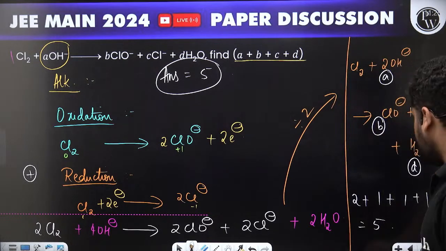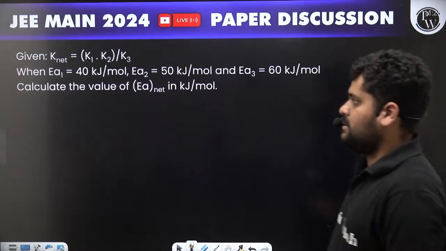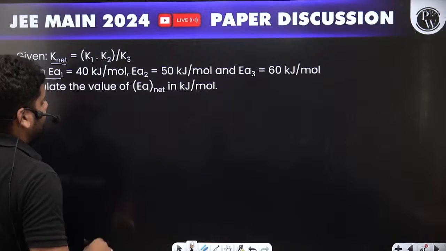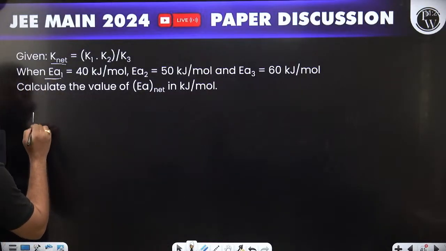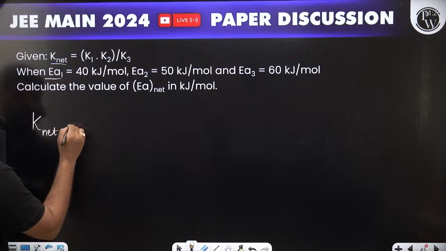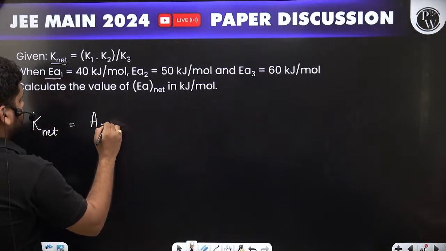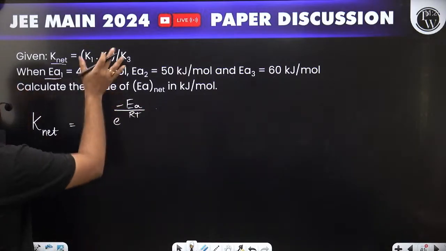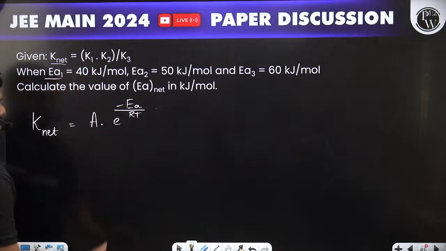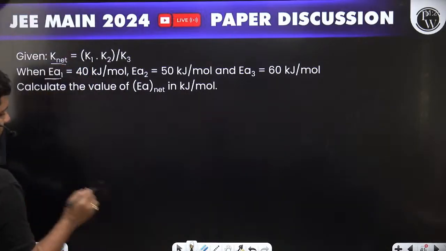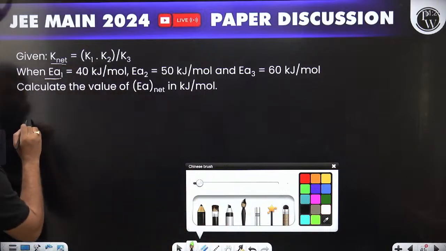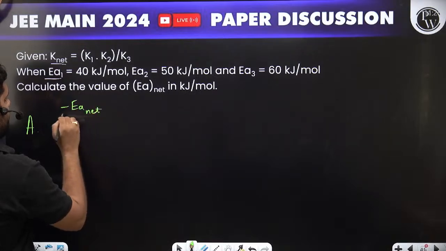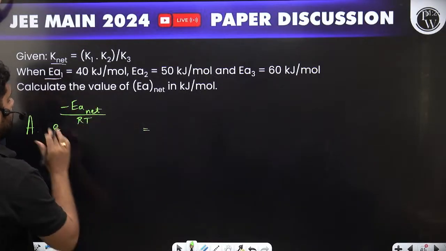Now, moving on to the next one after this. See, K net. This is from activation energy K net, which means it is from chemical kinetics chapter. So how would you write the formula for K? K is equal to A into E power minus EA by RT. This is what you have to do. K net has been given to you, so you'll just substitute this formula everywhere. In place of K net, let us put it as A into E power minus EA net divided by RT. This is for K net.